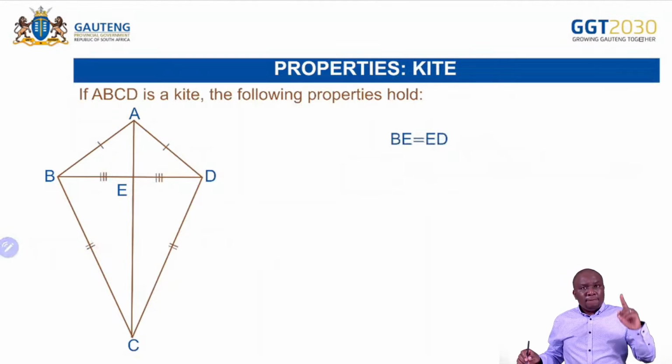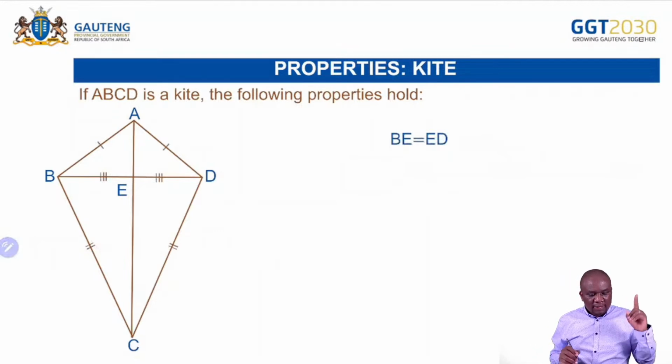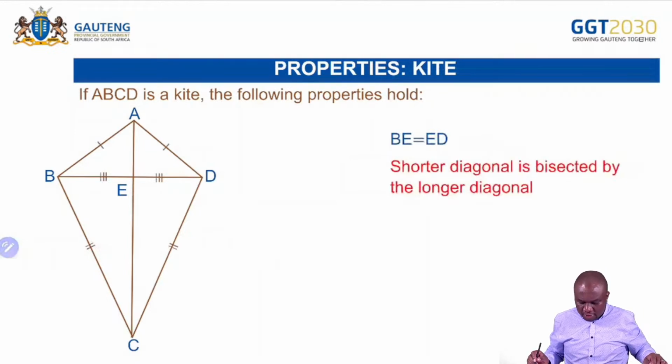Take note of this. For a kite, we have two diagonals, BD and AC. The longer diagonal bisects the shorter diagonal, like AC cuts BD into two equal parts. The diagonals do not bisect each other. There's one diagonal which bisects the other diagonal. The longer diagonal bisects the shorter diagonal. That's the kite. So the shorter diagonal is bisected by the longer diagonal, like BD is cut in half by AC. Those are the two diagonals.